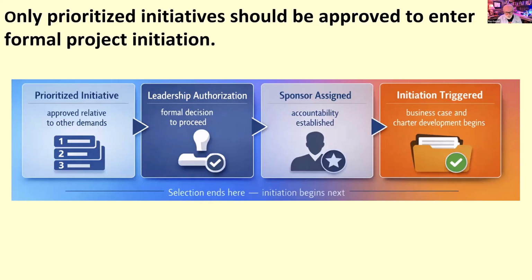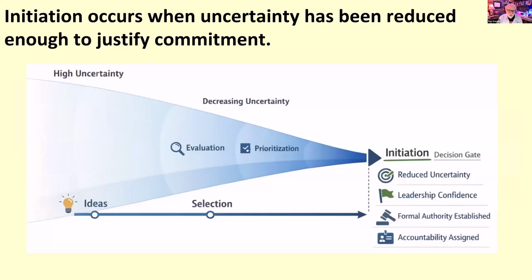There are assumptions that are made. We need to look at the scope. It could be that during the project somewhere we find that the environment has changed and it's no longer strategically aligned, or it's no longer financially feasible. And a lot of times that comes out during the initiation process. And so initiation occurs when uncertainty has been reduced enough to justify commitment.